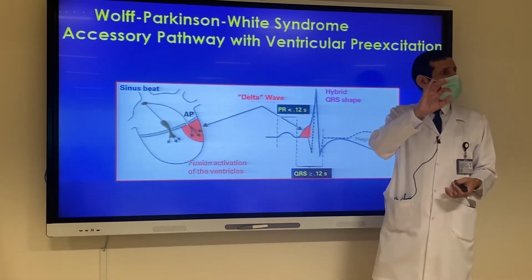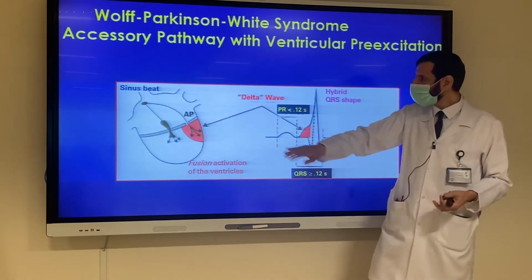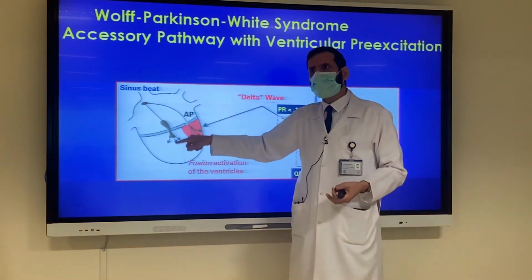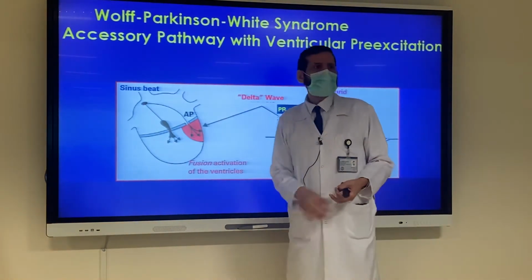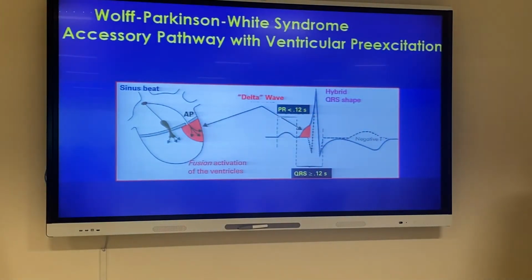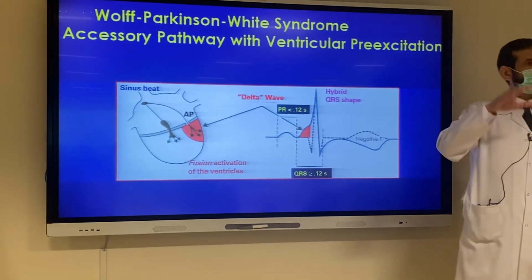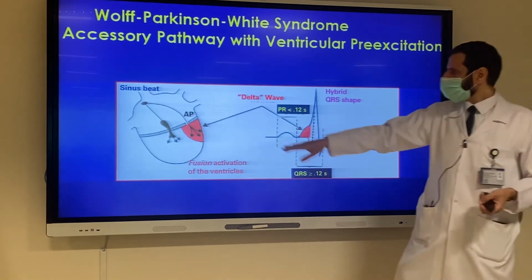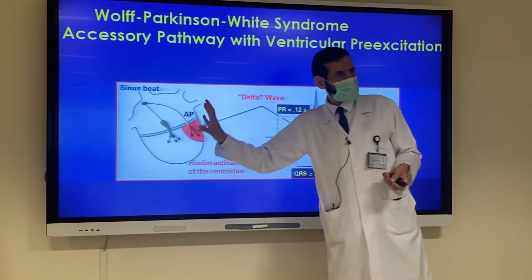Very small. And sometimes we don't even see it clearly in the ECG because the AV node is conducting very, very fast, especially in young people. If the AV node is not conducting well, you see a huge delta wave, right? So that's why the delta wave is a function of AV node conduction. If the AV node is conducting very fast, it will be a very small delta wave. If the AV node is conducting slowly, or we give medication that slows down the AV node conduction, the delta wave will be very obvious.